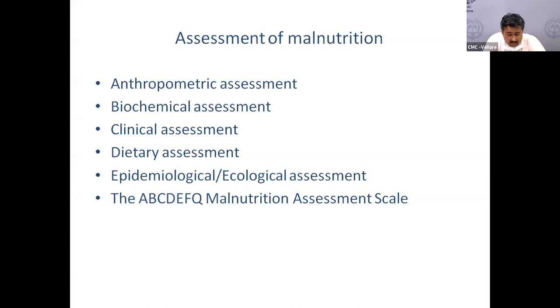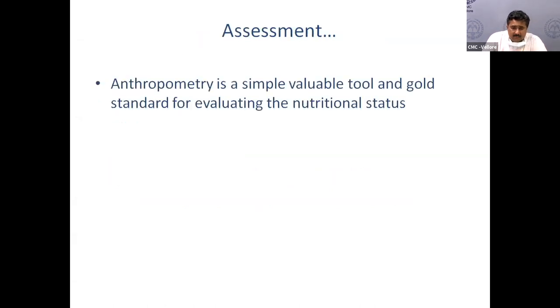There should be community participation, and mostly the key role is by the health worker or the ASHA worker, who should pick up malnutrition early, might be during home visits or routine visits of these children to the clinics. So all these anthropometric measurements are the gold standard for assessing malnutrition. Anthropometry is a simple, valuable tool and the gold standard for evaluating nutritional status.